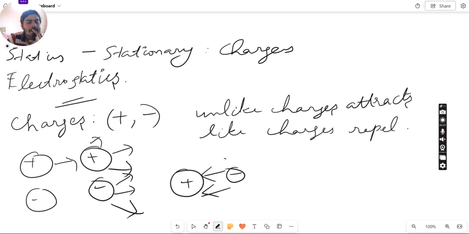So charges are not really stationary in the world that we see around. We are just concerned with a special kind of situation in which the charges are stationary, and we are going to study it because that subject is simpler. So let's begin.